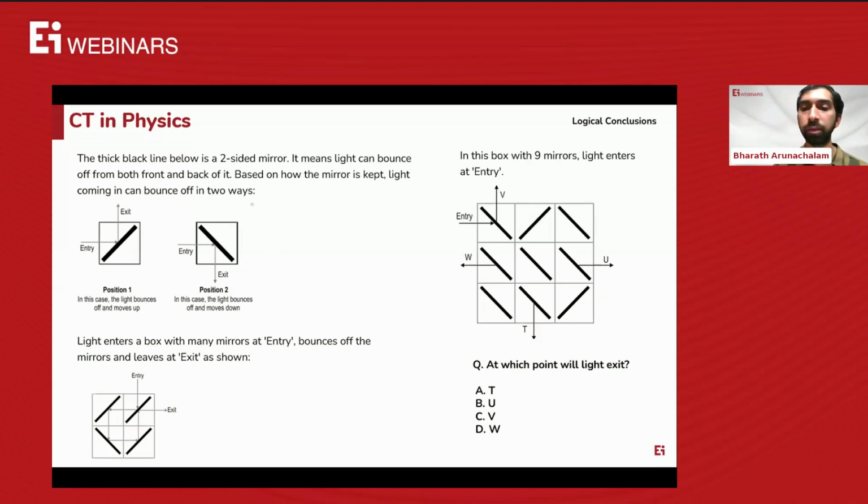I think we can have the results. 27% of you answered option A, that is point T, and 35% of you answered option B, that is point U, and 27% of you answered option C, that is point V, and 12% of you answered option D, that is point W. So the correct answer for this question is option B, point U. We'll explain how that is the correct answer.